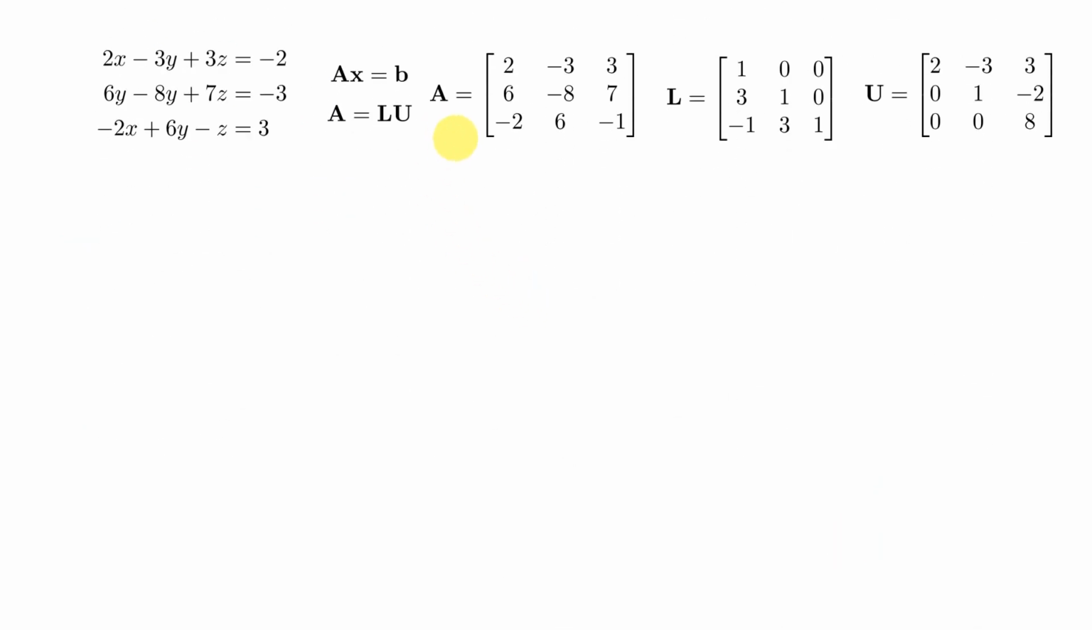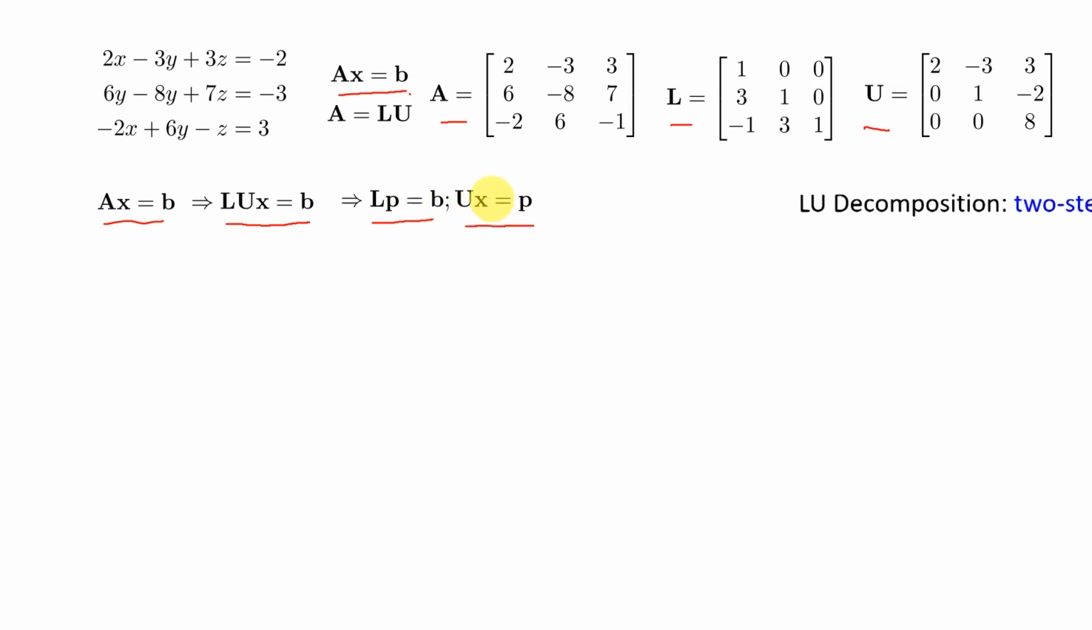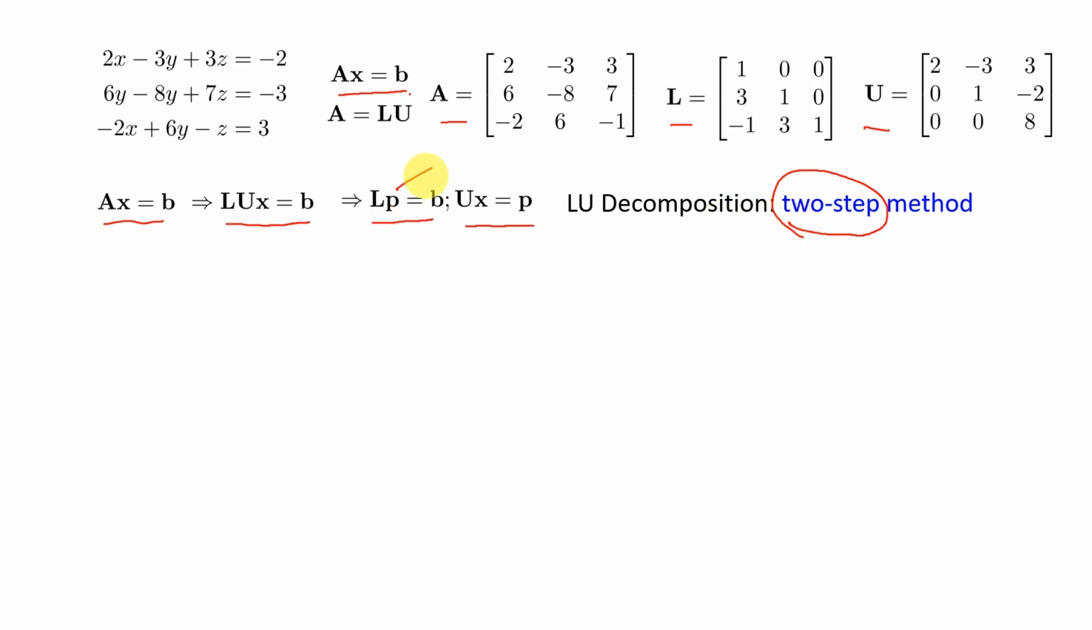Now that I have this A matrix and the corresponding L and U matrices, I can solve this Ax equal to B problem. This Ax equal to B I can now replace with LUx equal to B, and then I write Lp equals B and Ux equals P. You recall that this is a two-step method. The first step is to find P. How are you going to find P? We solve Lp equals B.